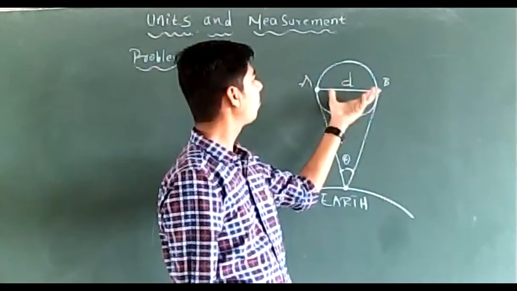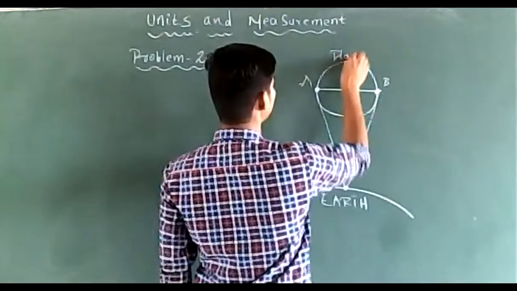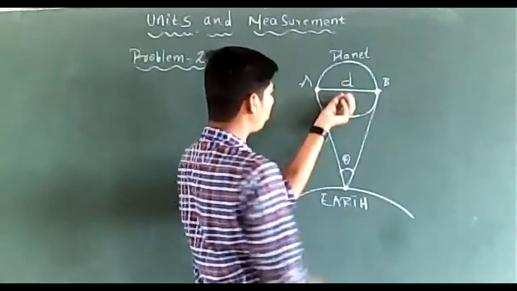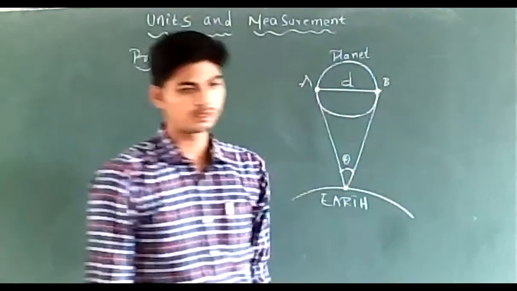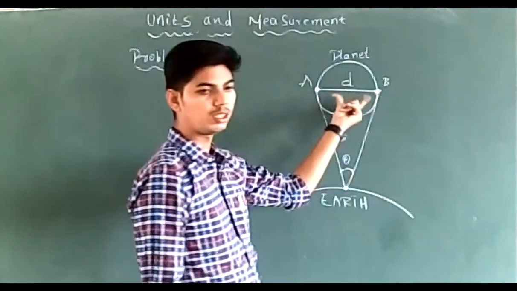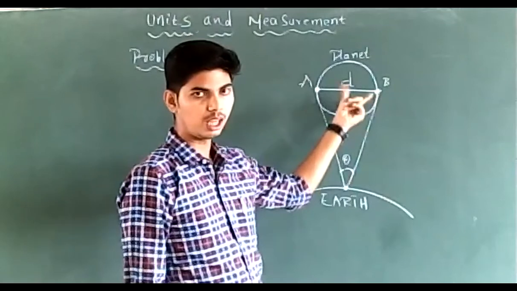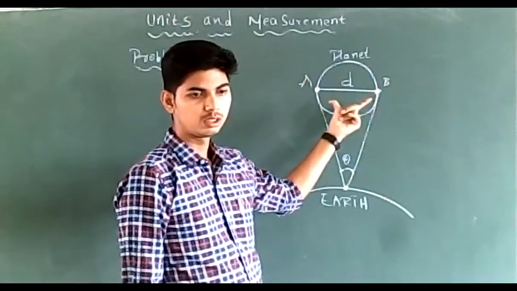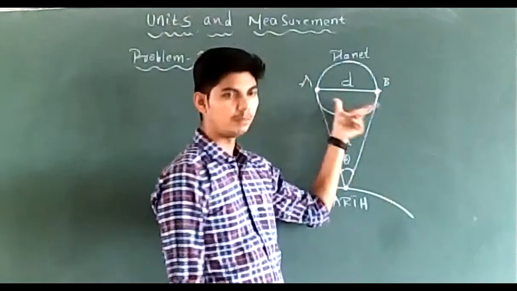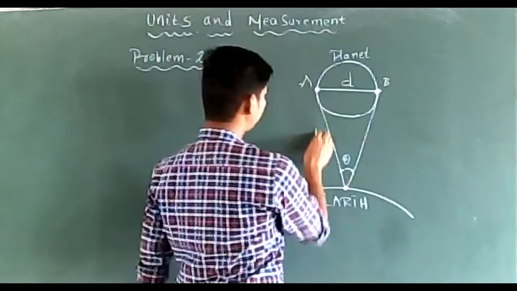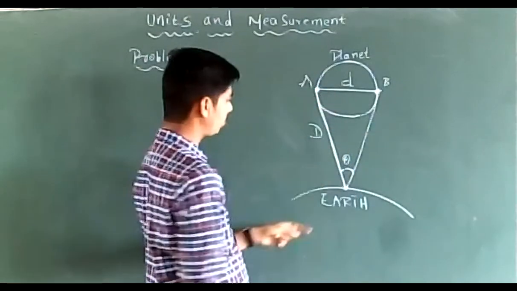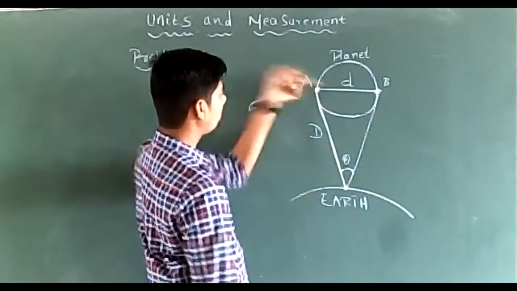The diameter of the planet, let us suppose this is some planet. How does the diameter of the planet behave here? It behaves like a basis. It behaves like a basis. And this represents the distance between the Earth and the planet.